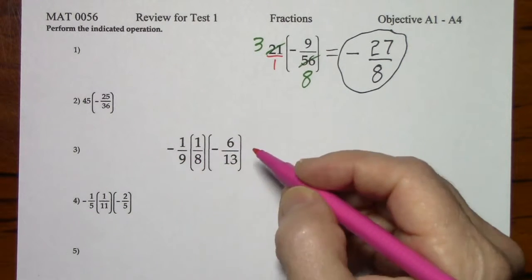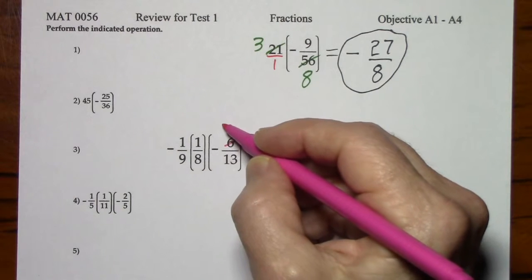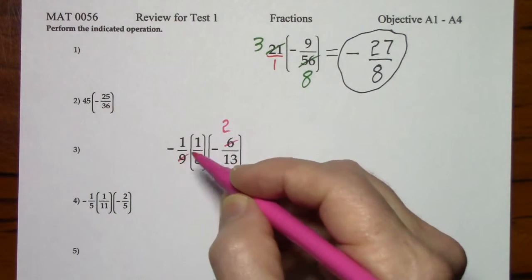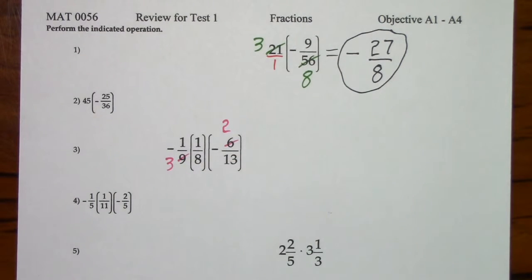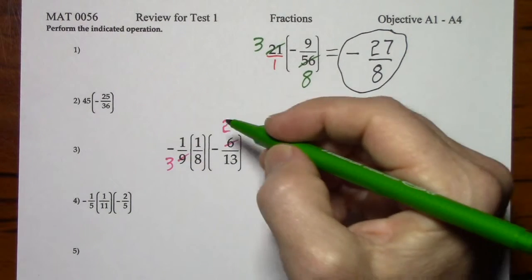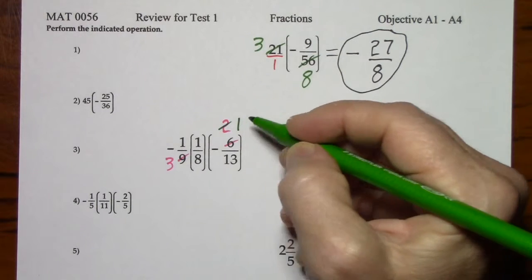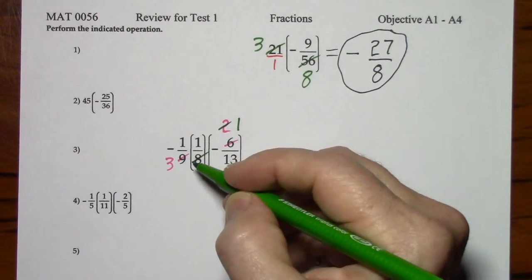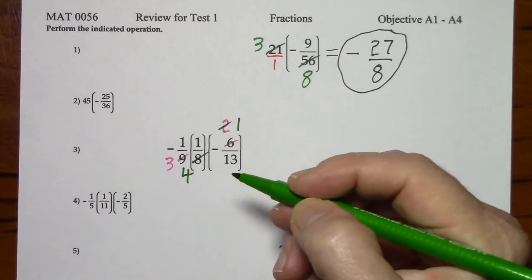Common factor of 3, divide by 3 leaves us with 2. Divide by 3 leaves us with 3. There's a common factor of 2. Divide by 2 leaves us with 1. Divide by 2 leaves us with 4.